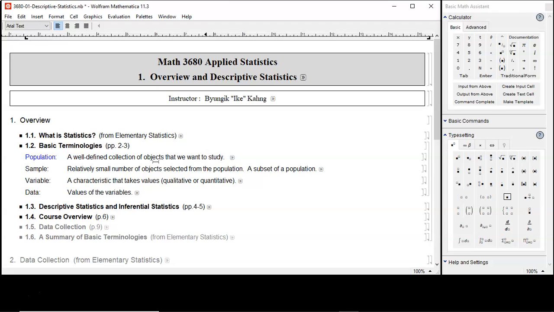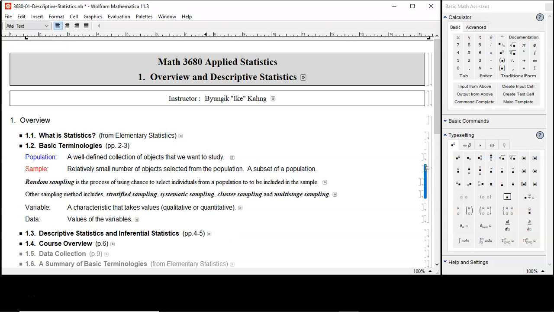So how do we study it? By taking samples. What is a sample? It's a subset of the population. A relatively small number of objects selected from the population. Now, if the sample is a good representative of the population, our inferential statistics is going to be reliable. If it is not, if it is biased, then we're going to be in trouble. So that leads to how to take the sample.